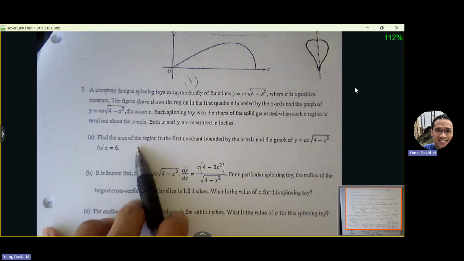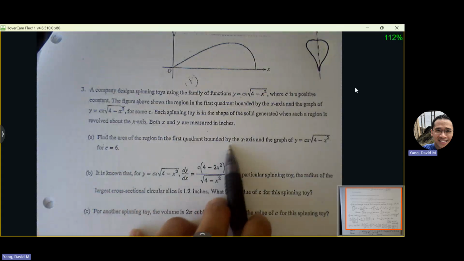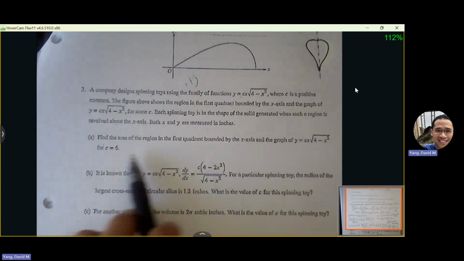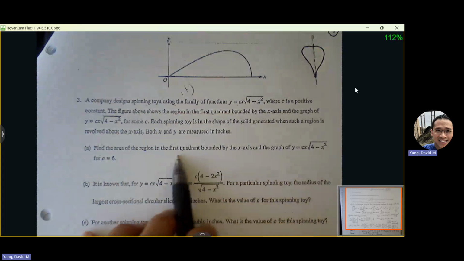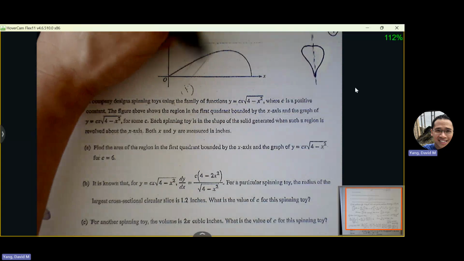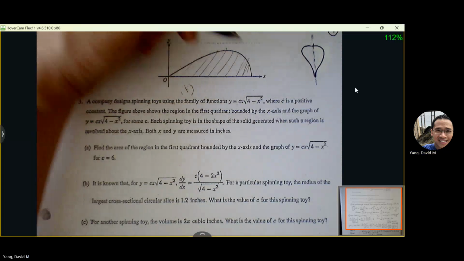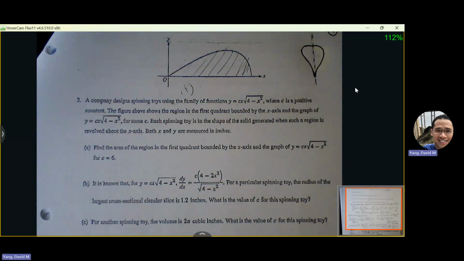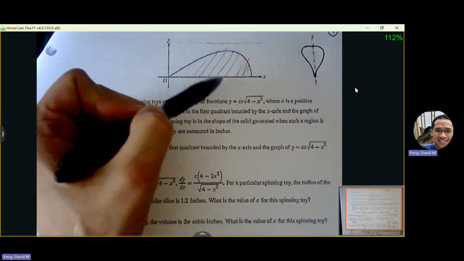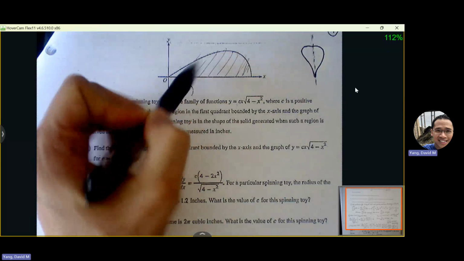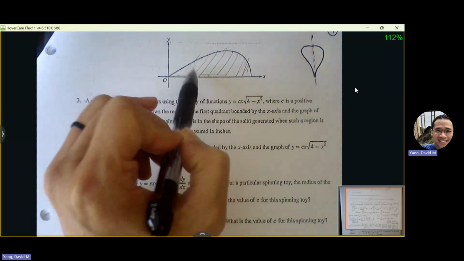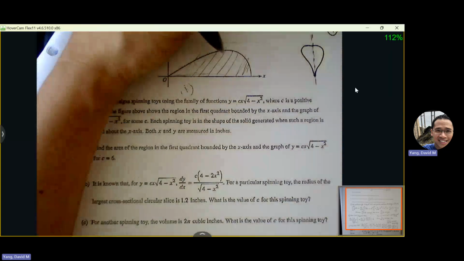Okay, part A, find the area of the region in the first quadrant bounded by the x-axis and the graph for c equal to 6. Okay, so this is not too bad. We're just finding the area of this shaded region here. So we'll just do top minus bottom. Anytime you see area, you always want to explore top minus bottom first. We can definitely do that since both of these are functions: you have y equals this, and then y equals 0.